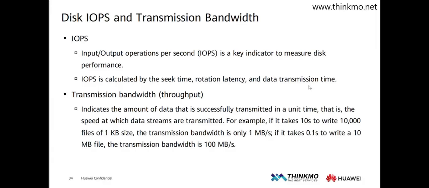The final data transfer time is the time taken by the read-write head to read or write data. The sum of these three times determines the time required for the disk to complete one input-output operation. This in turn affects the value of our IOPS. Using these three, we can calculate the value of our IOPS. This is one of the basic and most important indicators of performance for our hard drive, a primary indicator of performance.